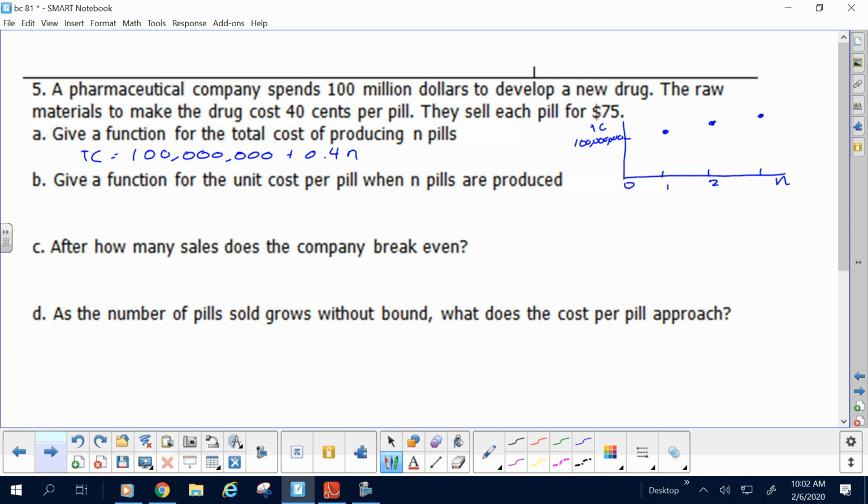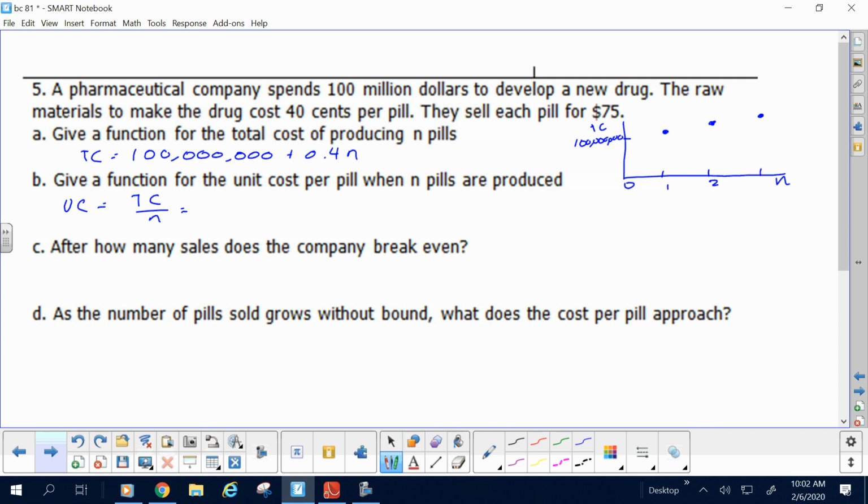$10,000 and 40 cents per pill. Still pretty pricey per pill, I think you'll agree. Yes? If you make 100,000 pills, then the cost per pill is now only $1,000.40 per pill. That said, the unit cost is the total cost divided by the number of pills.